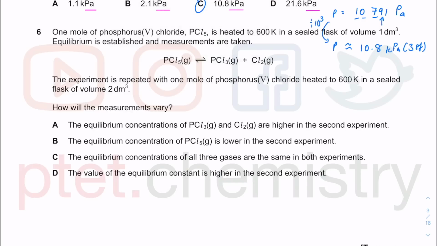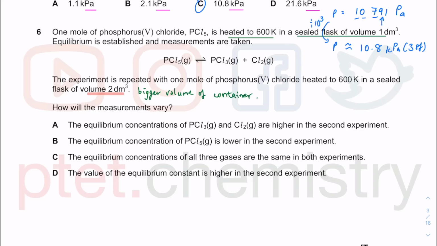Question 6, so we have this PCl5 dissociation into PCl3 and Cl2. We heat it up to 600 Kelvin in a sealed flask, so we have a closed system. A closed system is one of the first conditions for dynamic equilibrium. And we repeat the experiment with 1 mole of PCl5, and then we have a bigger volume. The only change here is bigger volume, so this is bigger volume of container. Everything else is the same. You still have 1 mole of the PCl5. You heat it to 600 Kelvin.